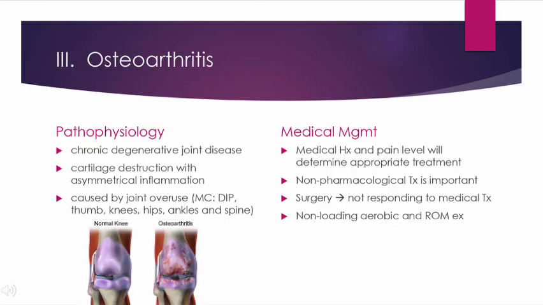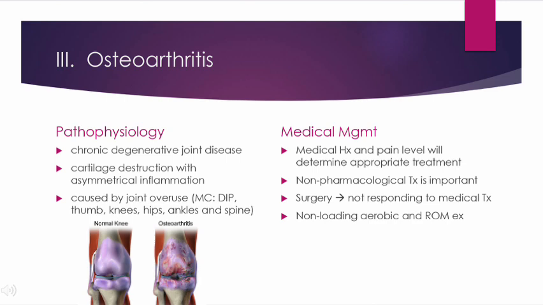Now, let us move to osteoarthritis. Osteoarthritis is a chronic degenerative joint disease. It involves the breakdown of cartilage and results in joint pain, stiffness, and reduced mobility. It commonly affects weight-bearing joints such as the knees, hips, and spine. Now, what causes osteoarthritis? One major factor is joint overuse. Over time, repeated stress leads to cartilage damage.